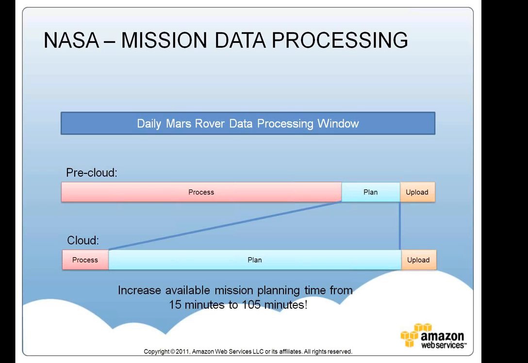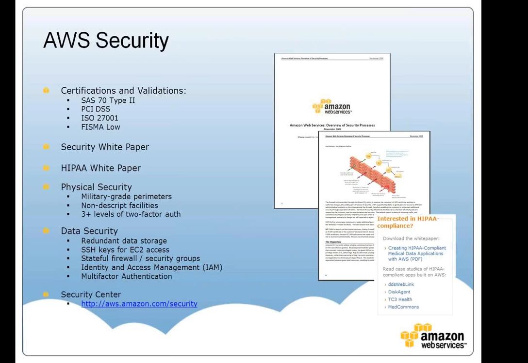So in this 2-hour processing window, in the pre-cloud model, the processing actually took most of the time. They had a little bit of time for planning, and then with the scalable processing that they're able to get from the cloud, they shrunk the processing time down. They expanded planning time from 15 minutes up to 105 minutes. And so, again, they're able to make much better decisions, look at a larger number of factors, and make a much better plan.